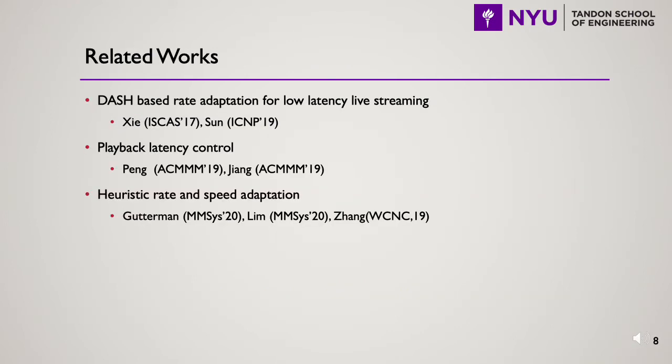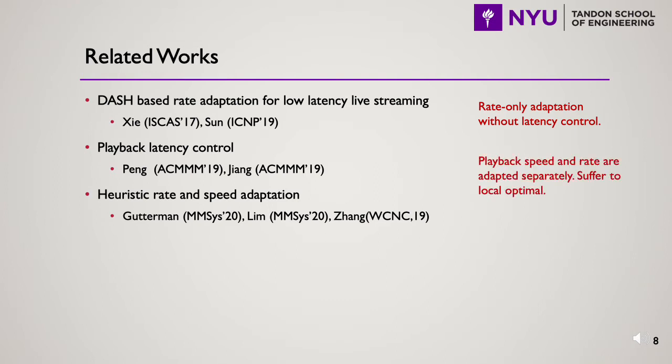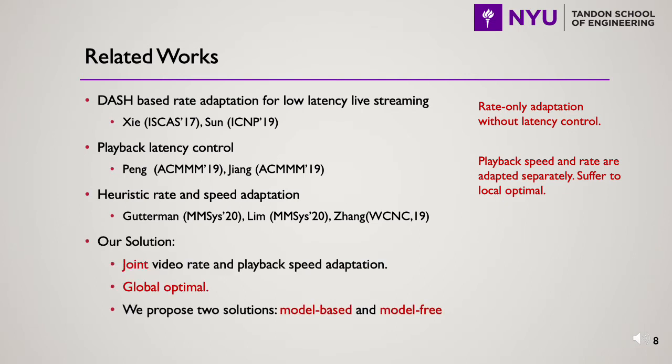There are some works about video rate adaptation for low-latency live streaming system, but only video rate is adapted without latency control. Some other works consider the playback speed control, but the playback speed and video rate are adapted separately. They might suffer from local optimum. In our work, we propose both model-based and model-free solutions to jointly adapt video rate and playback speed to achieve global optimal performance.